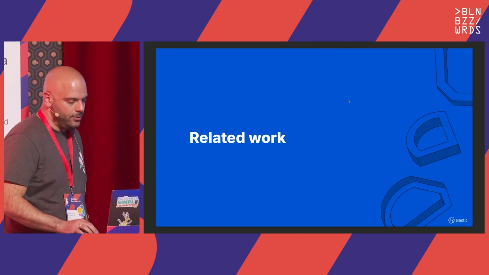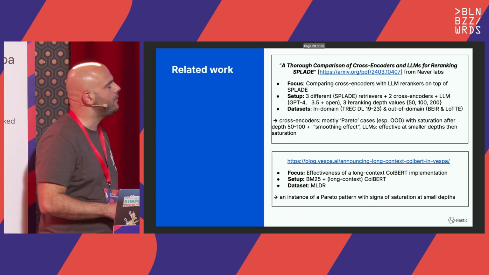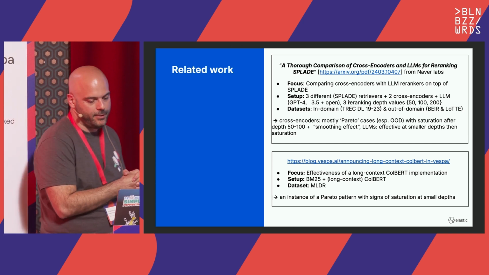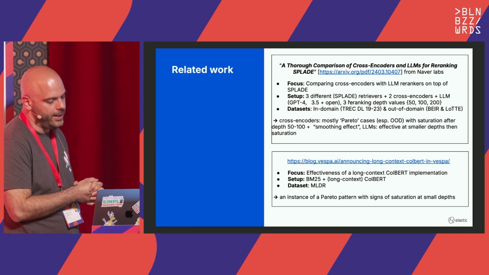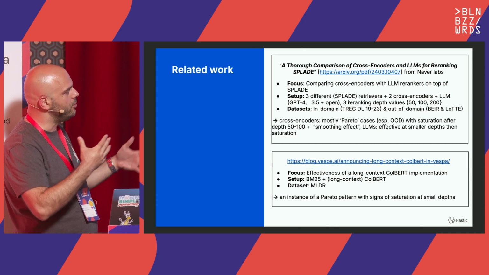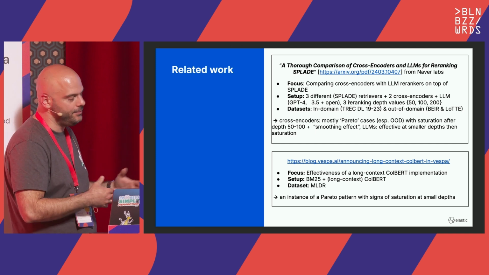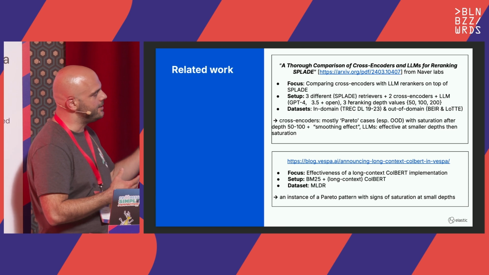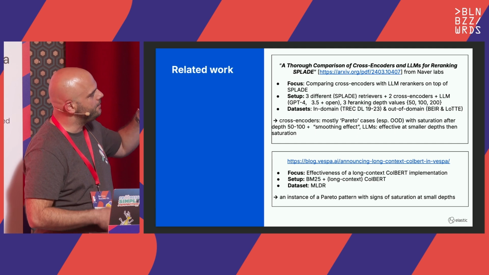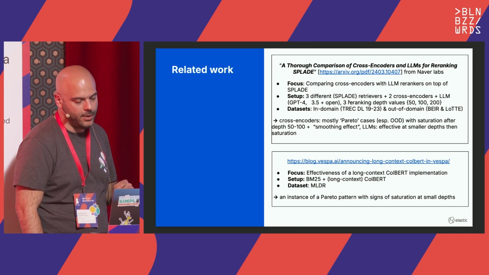And now I'm going to conclude the presentation by discussing a little bit of related work. So I'll start with a paper from Naver Labs, where the focus of the paper was to compare cross-encoders with LLM re-rankers on top of SPLADE. Spoiler alert, cross-encoders seem to be quite competitive compared to LLMs, in this setting at least. So the authors consider 3 SPLADE retrievers, 2 cross-encoders, some LLMs, and 3 re-ranking depth values: 50, 100, and 200.